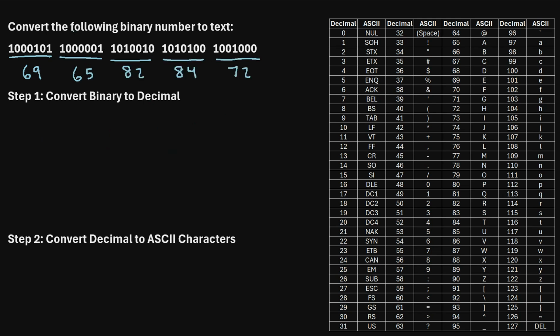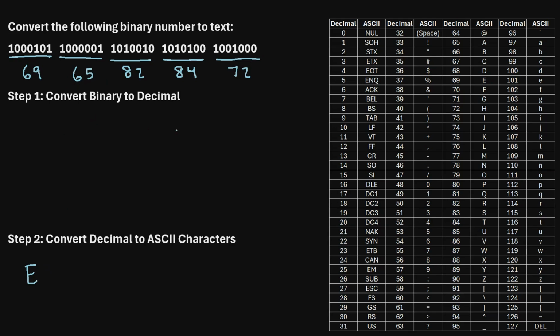Okay, so once we've converted each of these binary numbers to decimal numbers, step 2 is convert the decimals to ASCII characters. Now, ASCII is just an acronym that stands for American Standard Code for Information Interchange. All it really is, is this table over here that maps 128 different characters to decimal numbers. So if we look in this table, let's find the first decimal of 69. So 69 corresponds to the ASCII character of E. So our first letter in this binary number is going to be E.